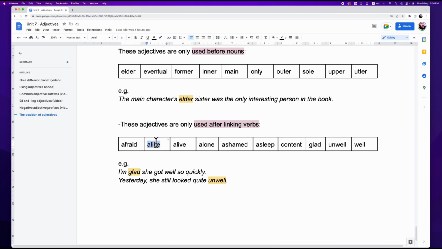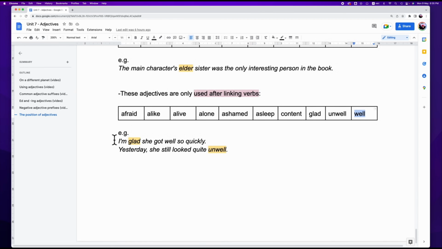Afraid, alike, alive, alone, ashamed, asleep, content, glad, unwell, and well. Example: I'm glad she got well so quickly. So the word glad should come after the linking verb. We can't say a glad person.